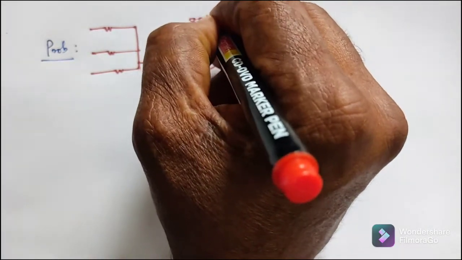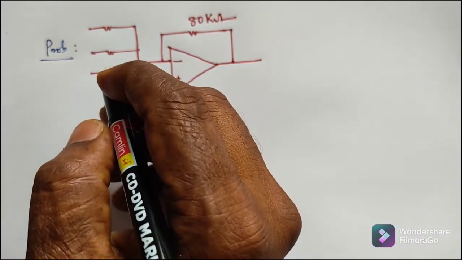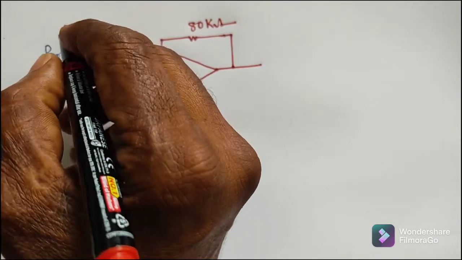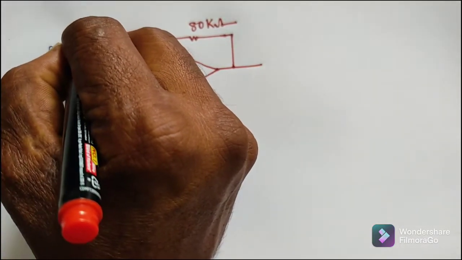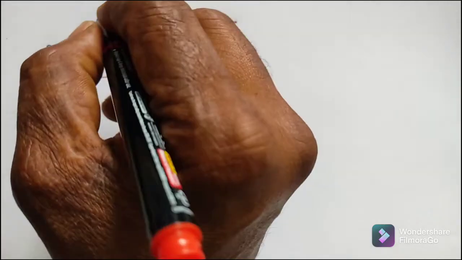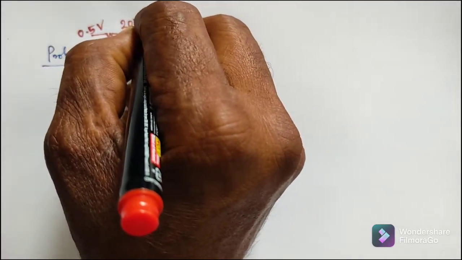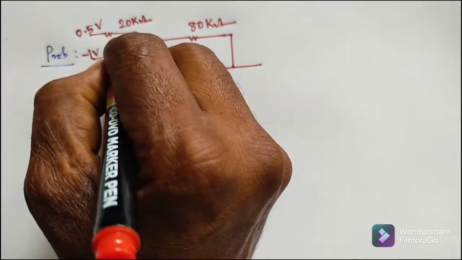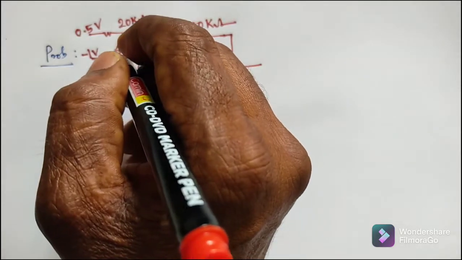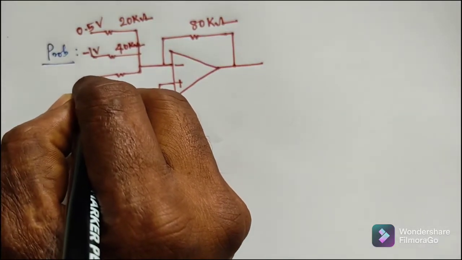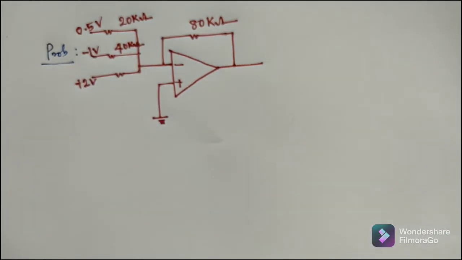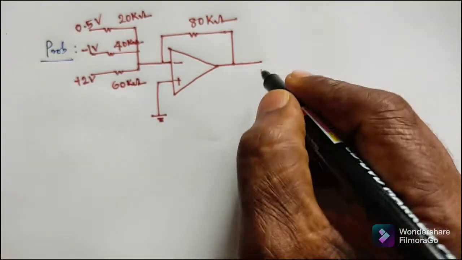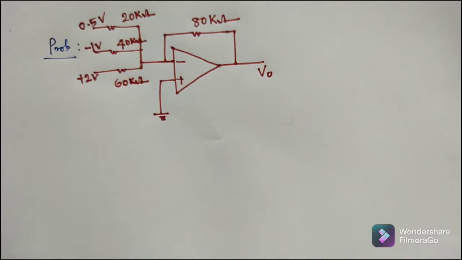The feedback value is 80 kilo ohms, and the input voltages are as follows. The first input voltage is -0.5 volts, with a resistance of 20 kilo ohms. The second is -1 volts, with a resistance of 40 kilo ohms. The third is plus 2 volts, with a resistance of 60 kilo ohms. Based on this circuit diagram, we have to calculate the output voltage.